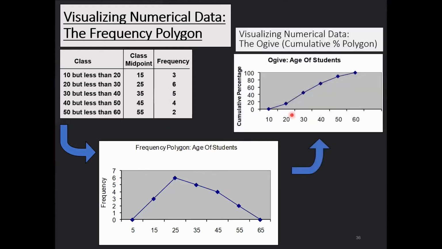Then your ogive is given by a cumulative percentage. You add up these frequencies.